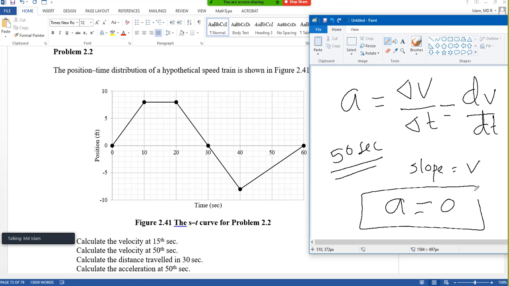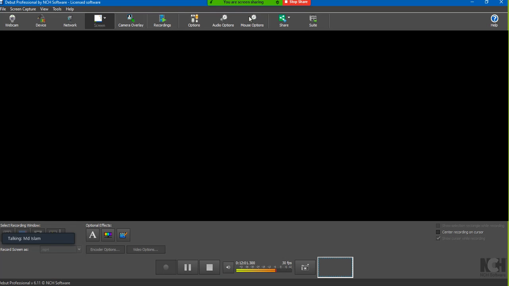Now how do I know if slope is changing or not? If your curve is like this, that means slope here is this, slope here is this, then slope is changing. But the curve here is linear, that means slope is constant. So a is 0. That is the way to solve this problem. Okay, so I will stop this video here, make it short.